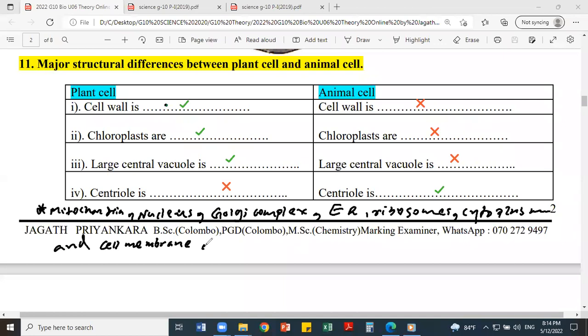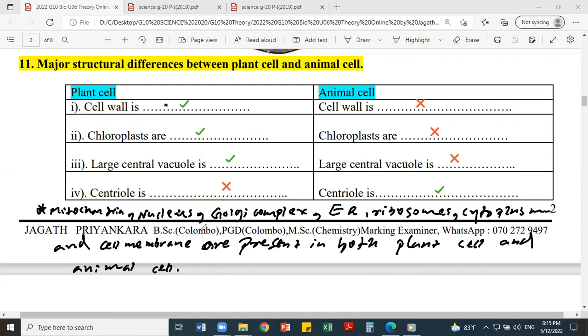They are present in both plant cell as well as animal cell. If you want to write that separately. So the other structures common to both. What are the other structures common to both? Mitochondria common to both. Nucleus common to both. Golgi complex common to both. Endoplasmic reticulum common to both. Ribosomes common to both. Cytoplasm common to both. Cell membrane common to both.